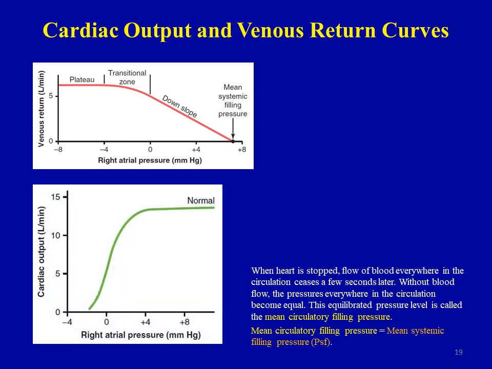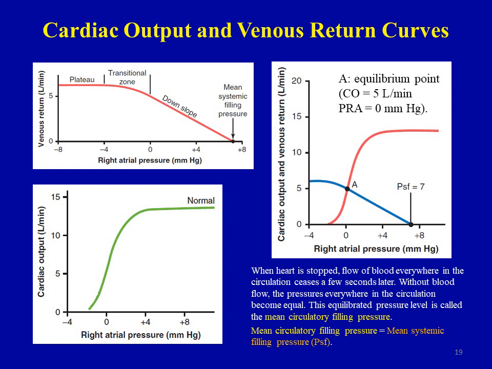Now let's talk about the cardiac output curve. In the cardiac output curve, an increase in the right atrial pressure means we have a better venous return, because the higher the venous return, the more blood we have in the right atrium, and this will increase the right atrial pressure. So with higher venous return, the cardiac output will increase according to the Frank-Starling law, within a limit, until it reaches a plateau.